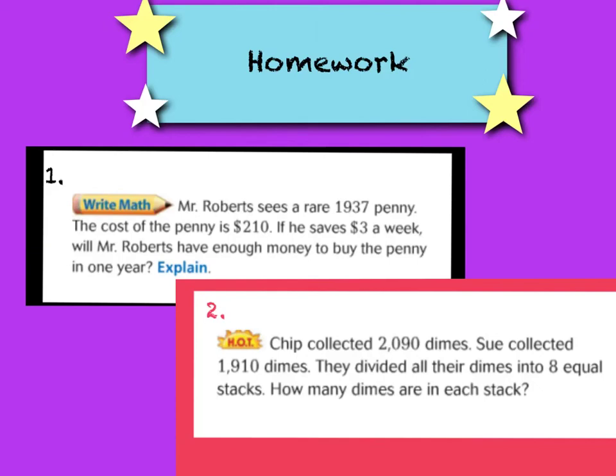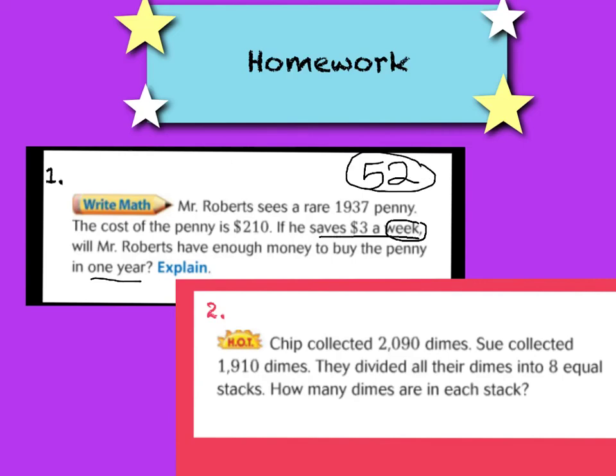Now let's take a look at our homework questions. There are only 2 questions tonight, but I really want you to show your work. Question number 1 says, Mr. Roberts sees a rare 1937 penny. The cost of the penny is $210. If he saves $3 a week, will Mr. Roberts have enough money to buy the penny in 1 year? Now, because we're dealing with weeks, you have to know how many weeks there are in a year. There are 52 weeks in a year.